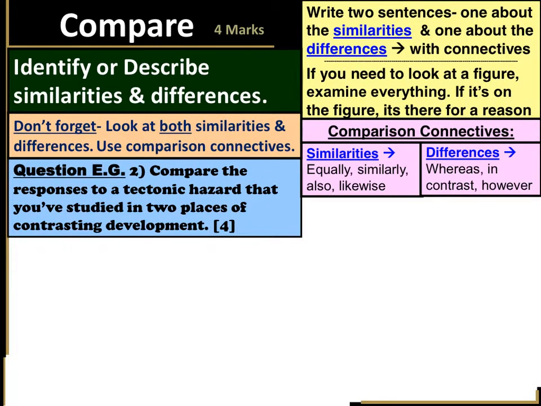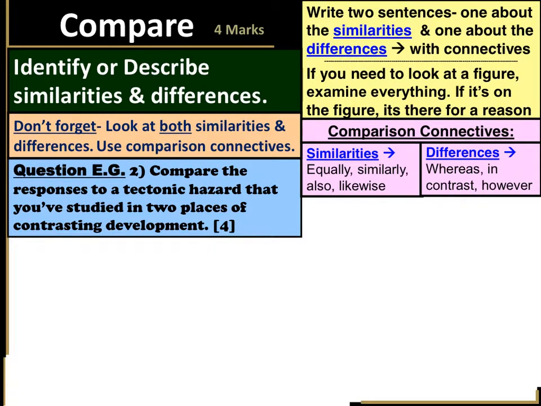Second possible question, it says compare the responses to a tectonic hazard that you've studied in 2 places of contrasting development. So a couple of things to note. Tectonic hazard, you could be choosing earthquakes or volcanoes. It's got to be a place you've studied, you've got to name the place, and 2 places. And it's got to be contrasting developments.